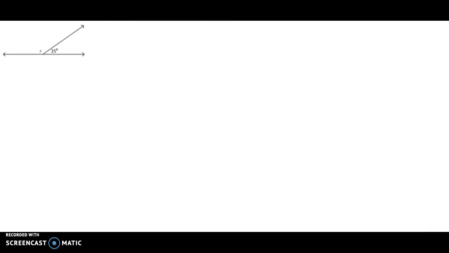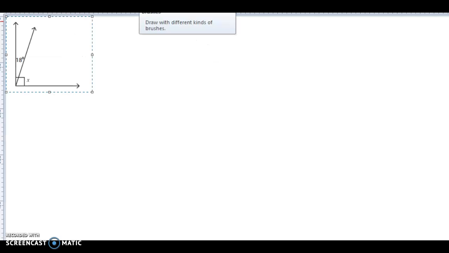Okay, guys, another supplementary angle. So you know it's going to be some number x plus 35 equals 180. So you can simply just take 180 minus 35. So use your calculator, whatever you need. Try to figure that out. What's 180 minus 35?